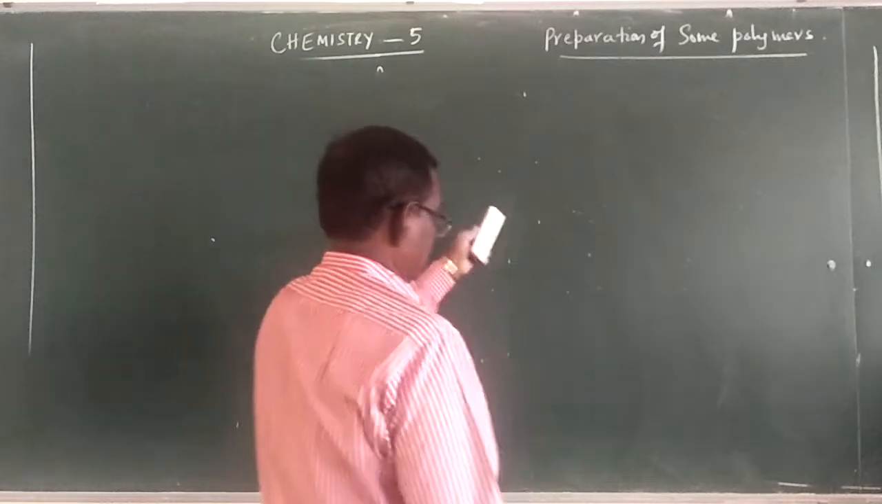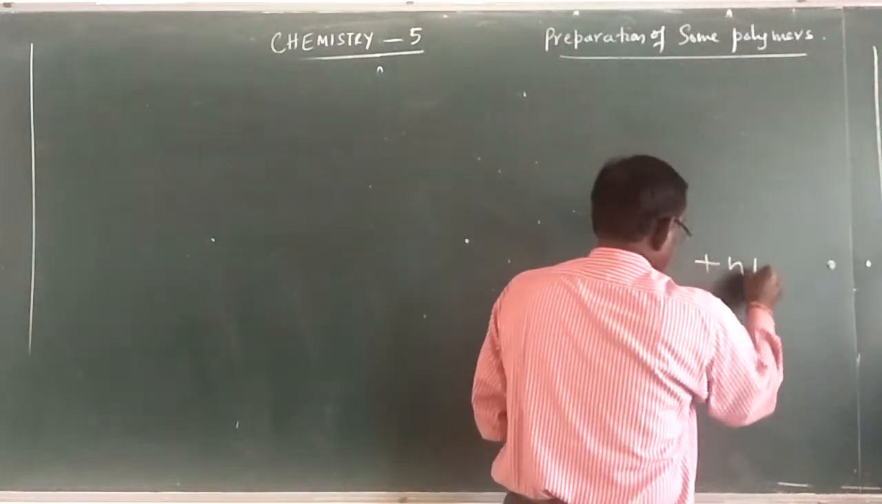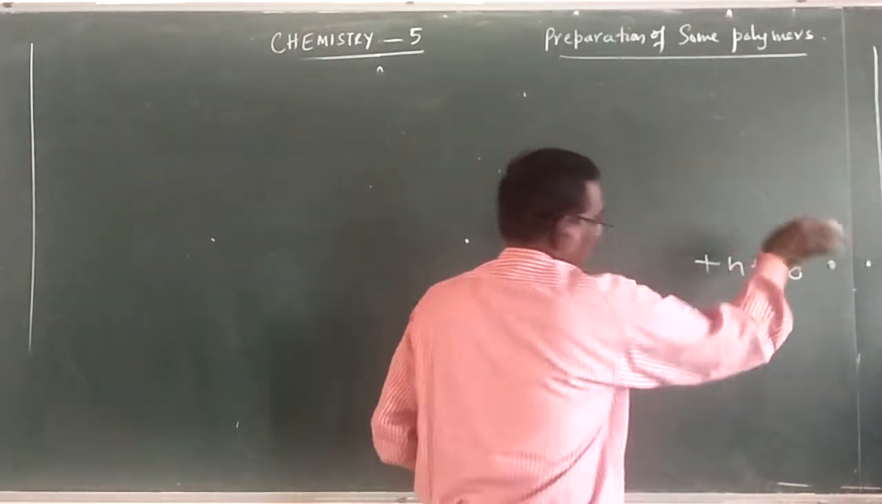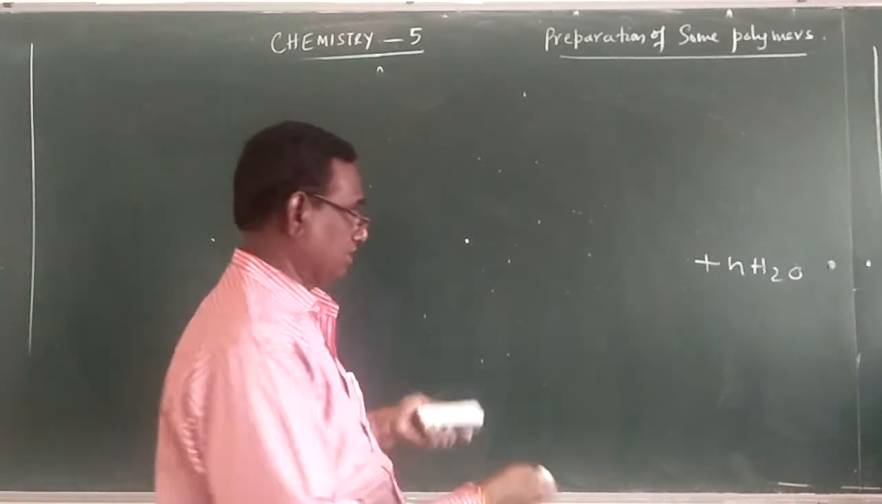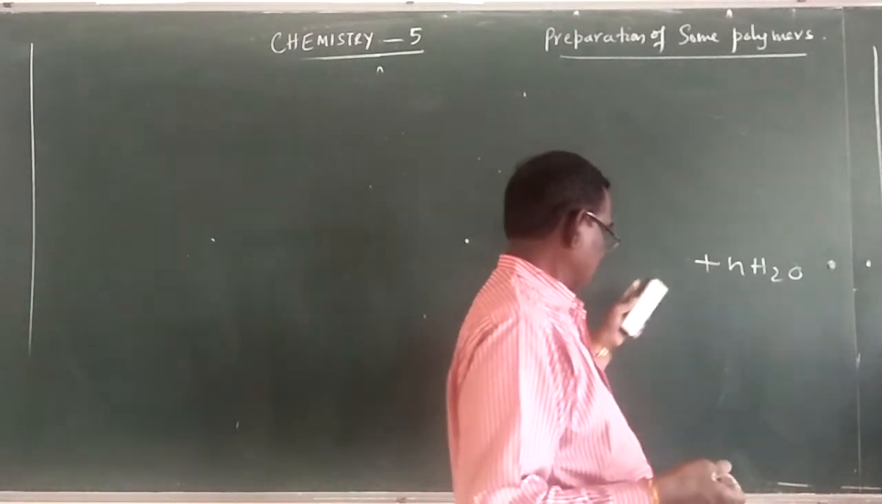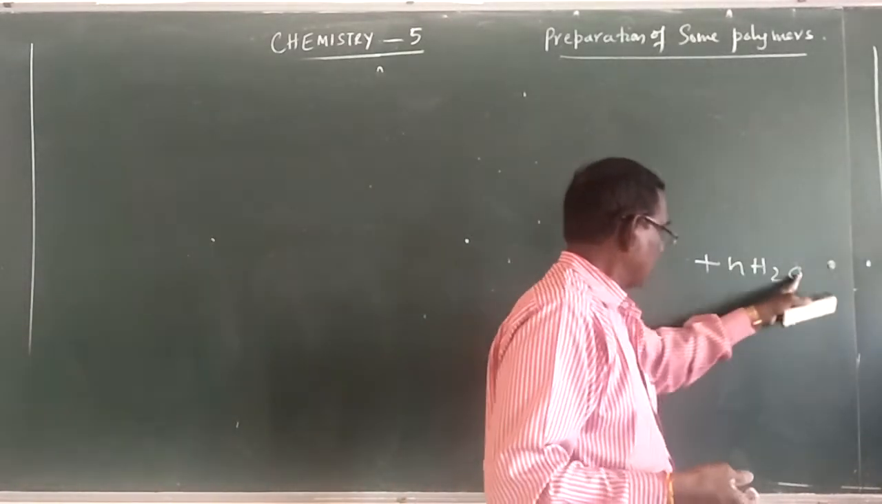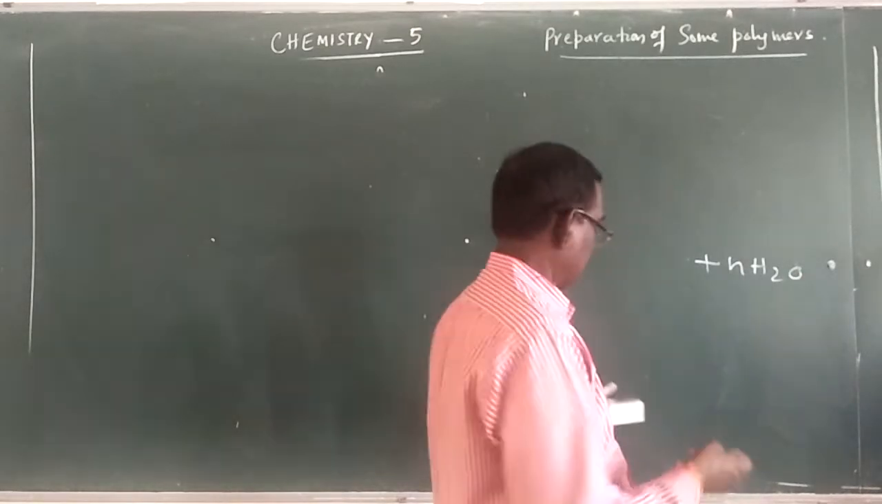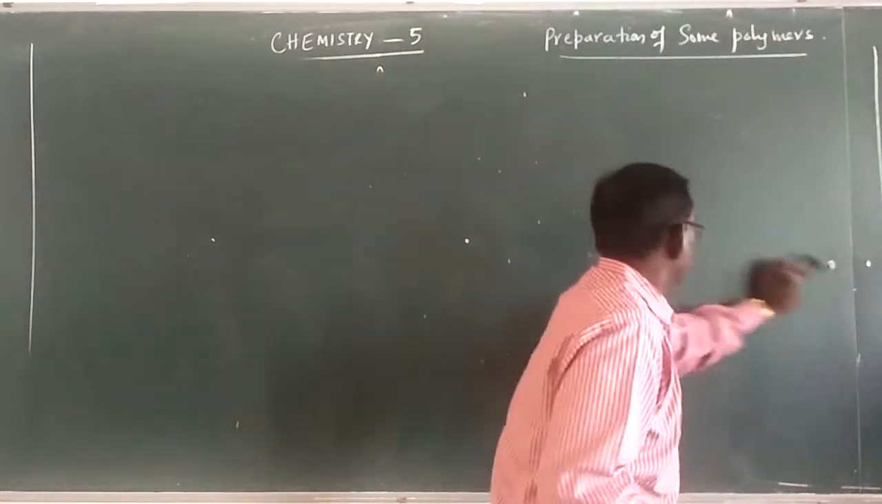During this, you have to write plus nH2O. So some water molecules have been removed. You see the equation, that means water molecules have been removed. So therefore plus nH2O you have to write at the end.